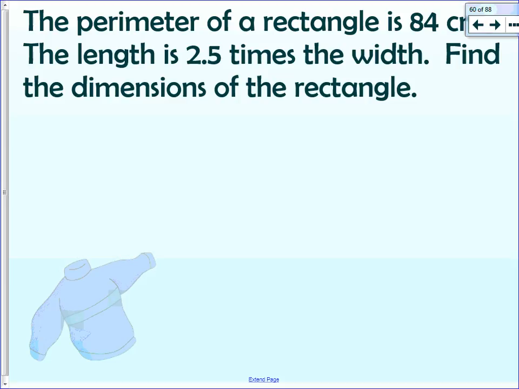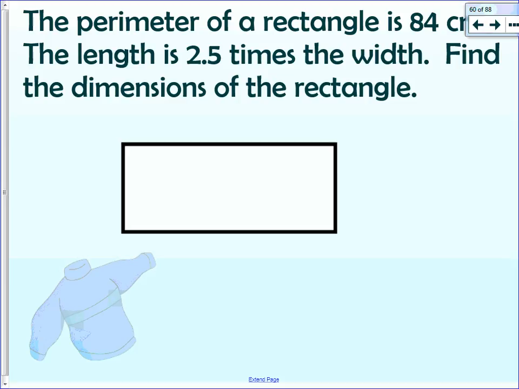So let's do a little geometry problem. The perimeter of a rectangle is 84 centimeters. The length is 2.5 times the width. Find the dimensions of the rectangle. So I'll draw a little rectangle here. Okay, so I'm going to call x and y our dimensions.